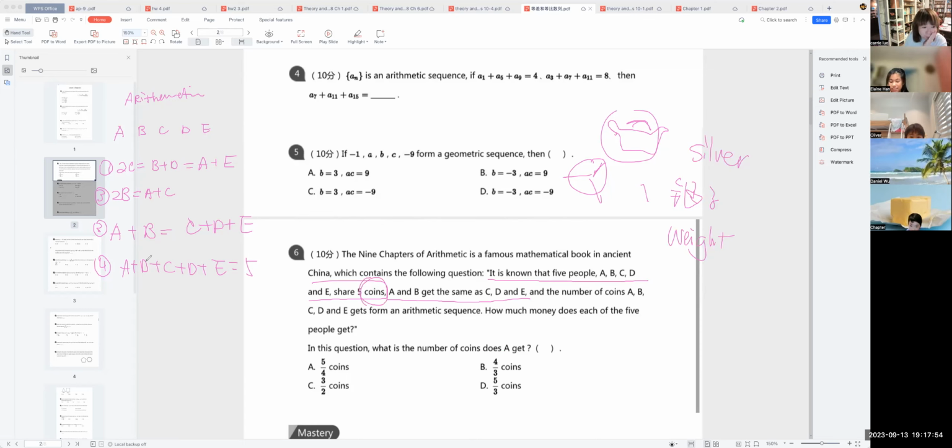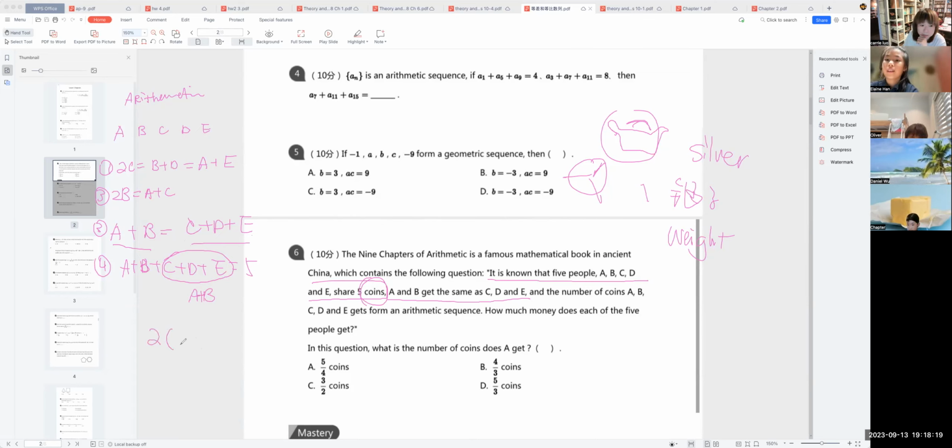Okay, so we have A, B, C, D, E plus together equals 5, and A, B equals C, D, E. So we can actually do this. I'm going to replace C, D, E with A, B. Can I do that? Can we do that? Because A plus B equals C plus D, C. Can we understand this one? I'm going to do it easier.